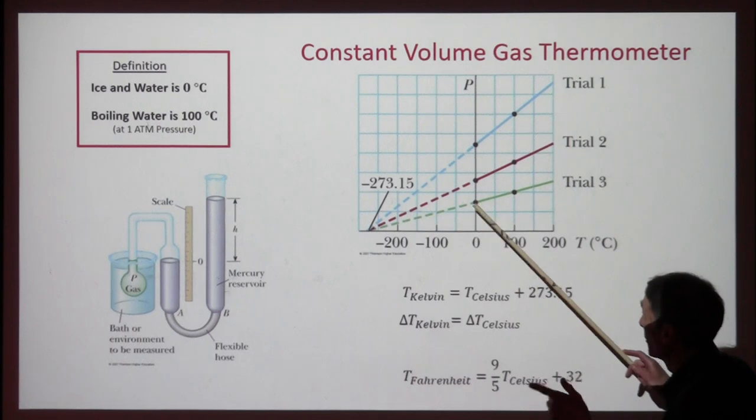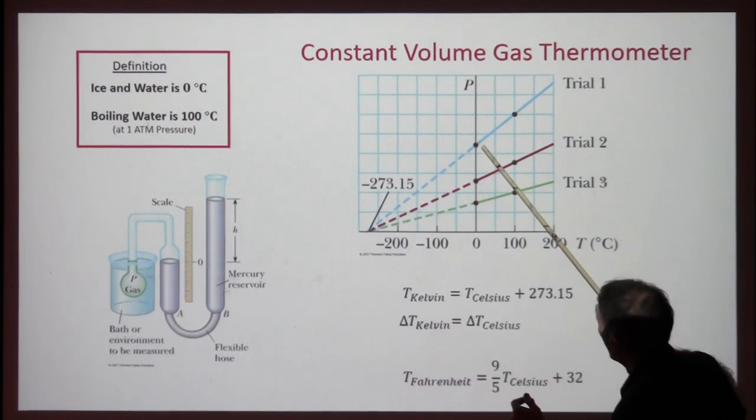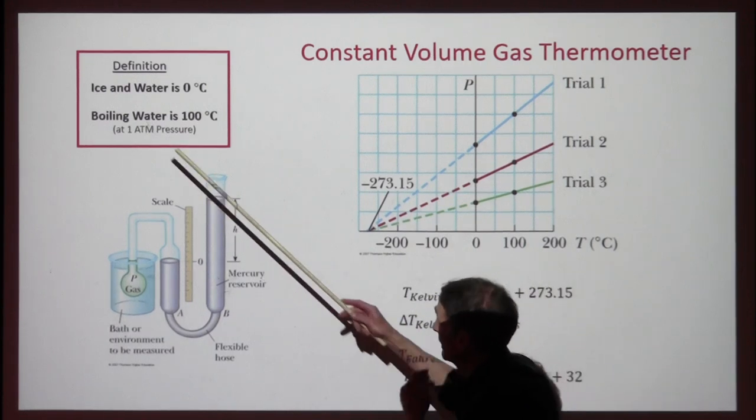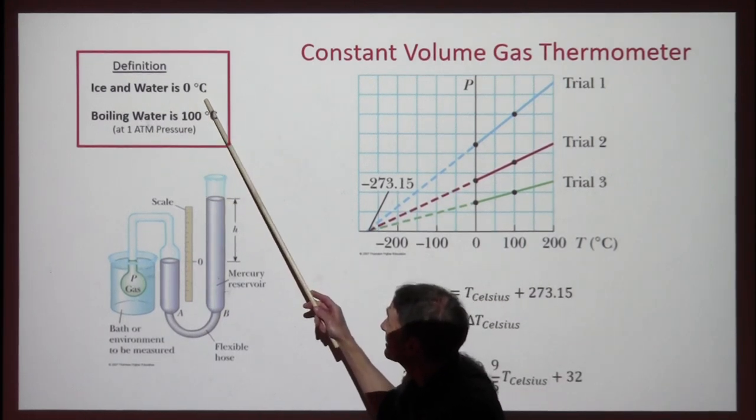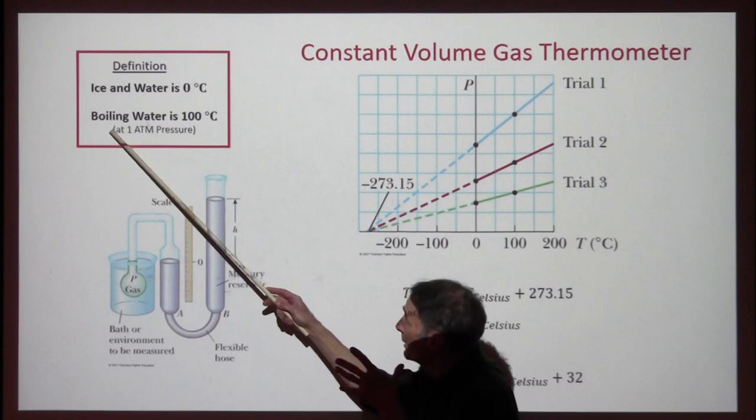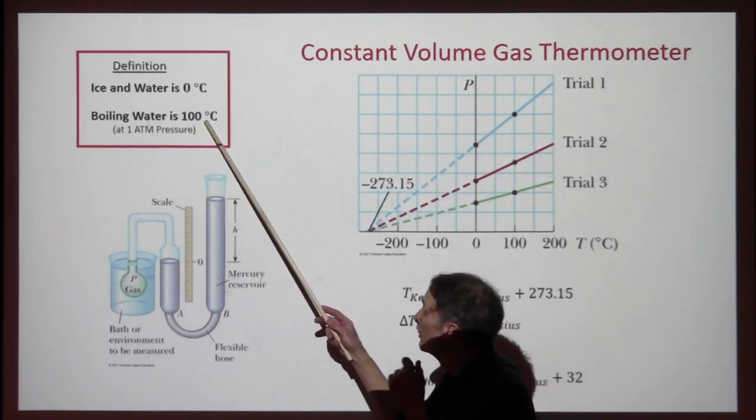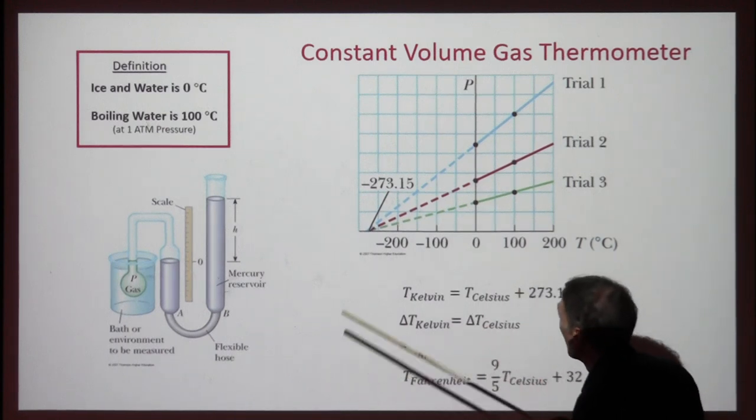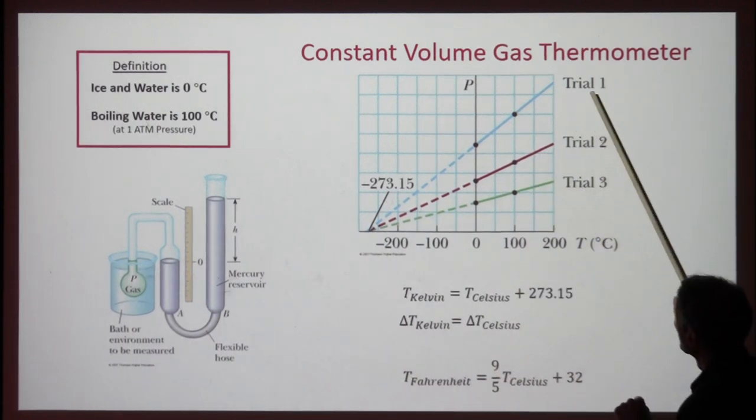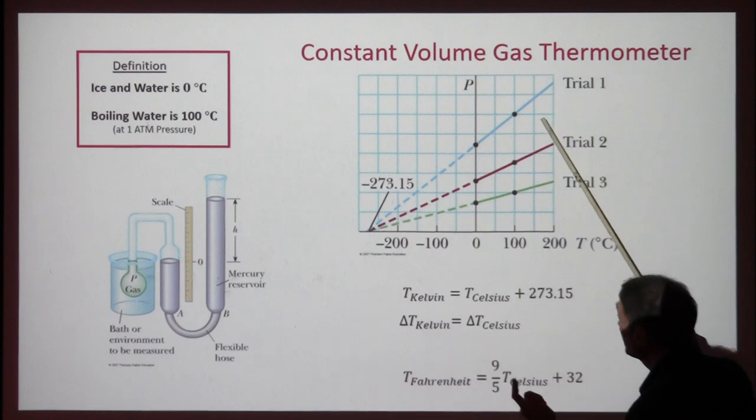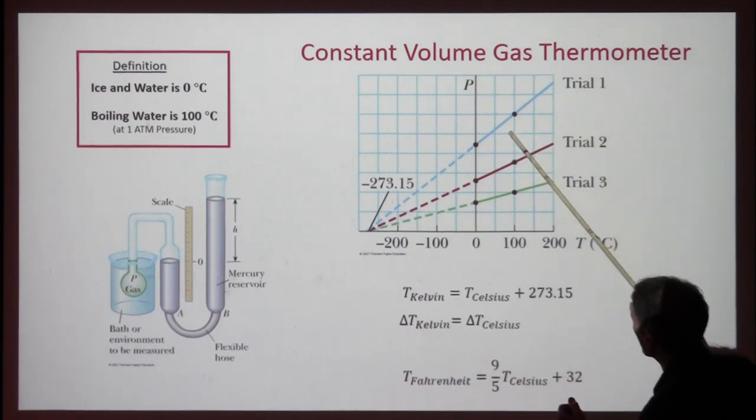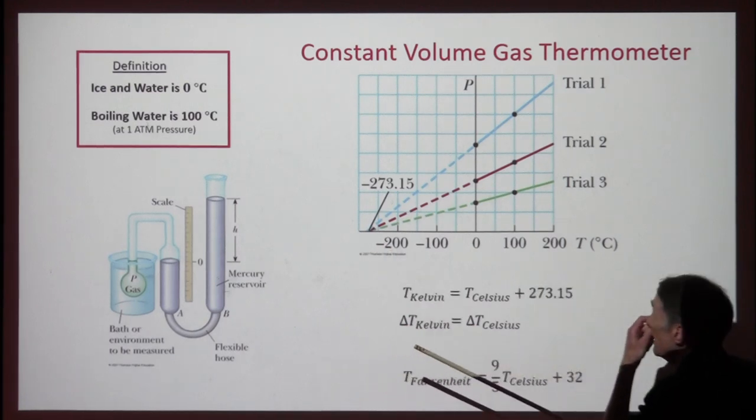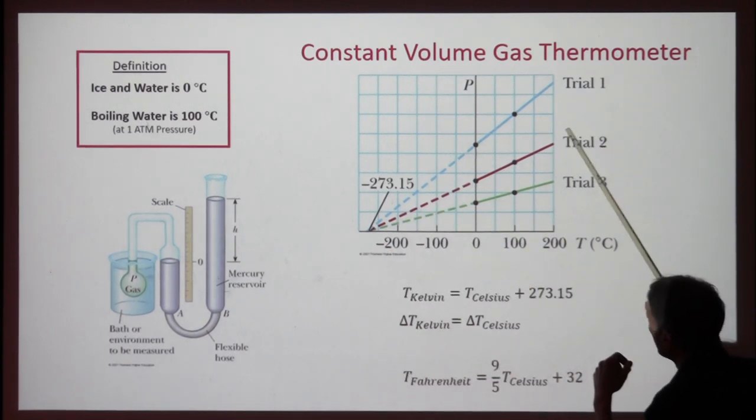You did this in the lab, or most of us have done it in the lab. We can take a couple of set points, like ice and water is defined to be 0 degrees Celsius, boiling water is defined to be 100 degrees Celsius, at atmospheric pressure. There are little fine points in there. We're going to kind of gloss over those. The pressure is then directly proportional to what we will call the absolute temperature. But the idea is that it's a linear relationship.